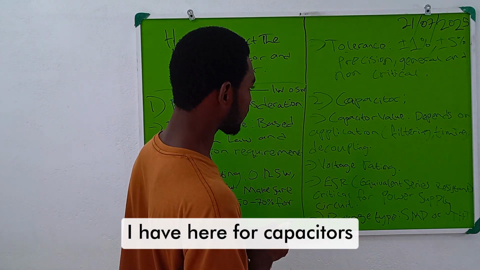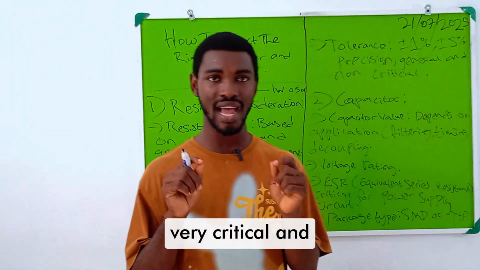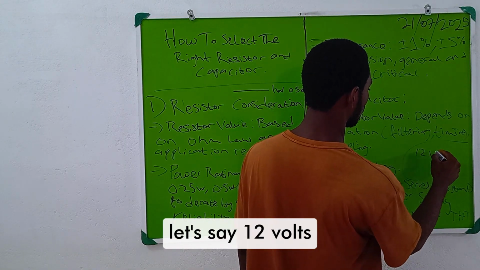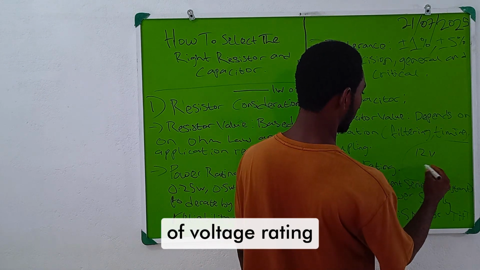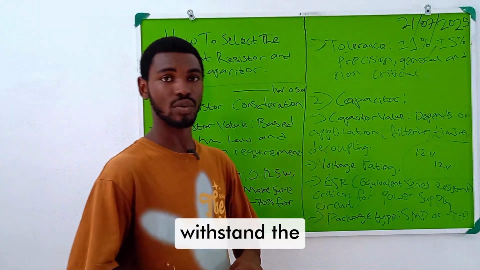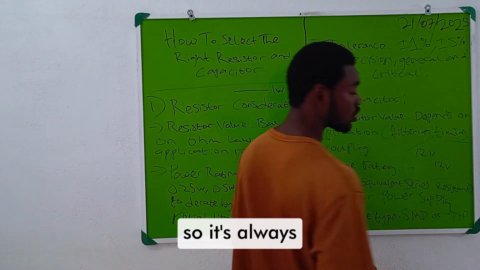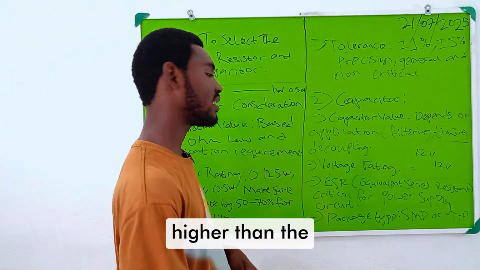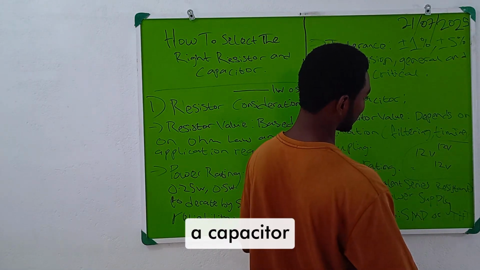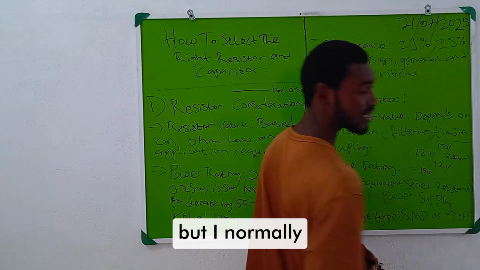Number 2 here for capacitors is the voltage rating. The voltage rating of the capacitor is very critical and important. If your circuit is running on, let's say, 12 volts and you use a capacitor with a voltage rating of about 12 volts, this is not sufficient. It might actually withstand the voltage, but in the long run your capacitor might get damaged. So it's always good to use a value higher than the actual circuit voltage. If you have a circuit of 12 volts, it's appropriate to use a 24 volt capacitor and above. Though you can still use 15 volts, I normally recommend 2x.